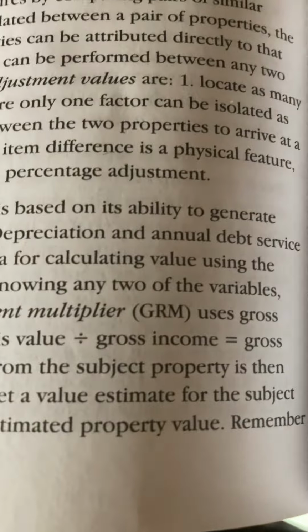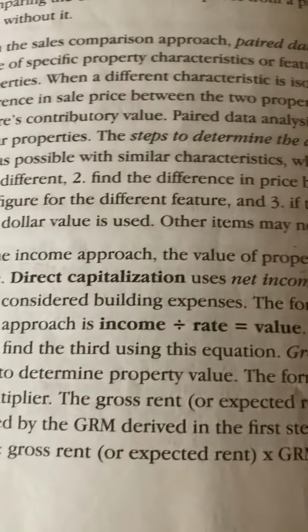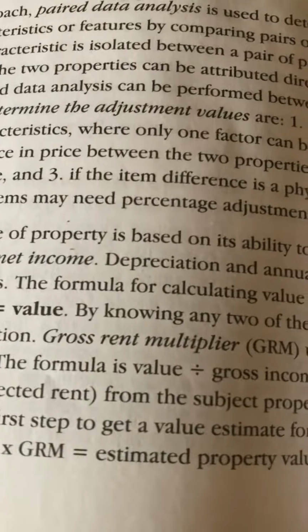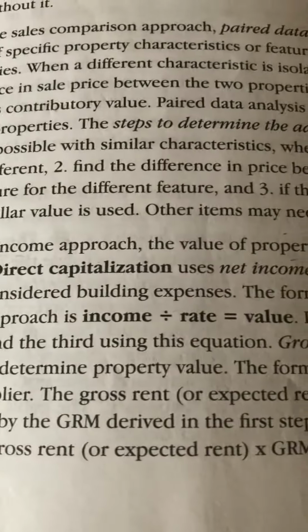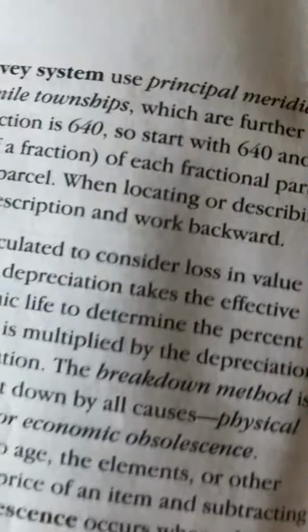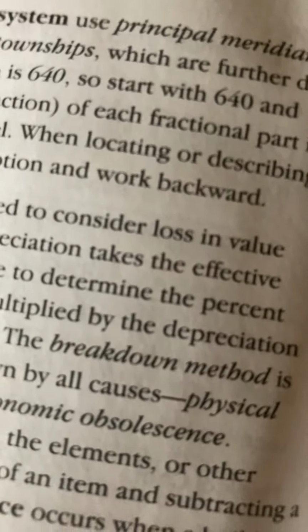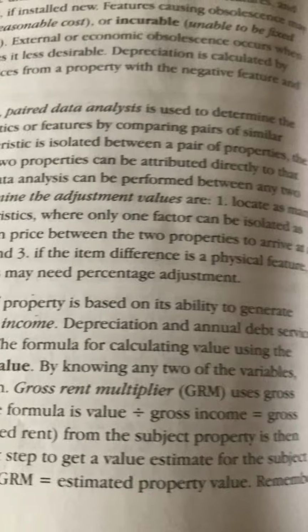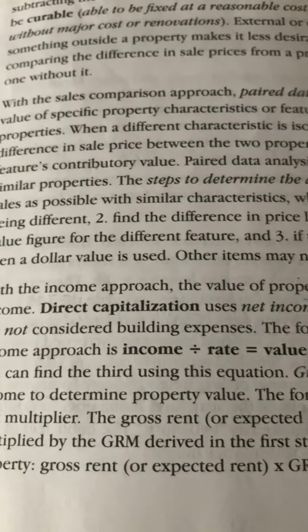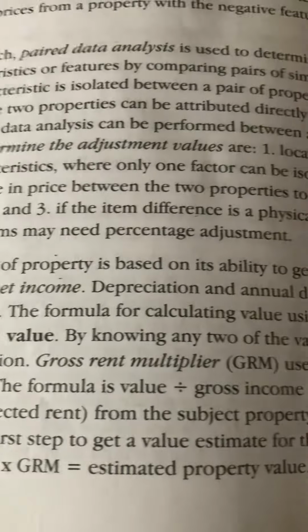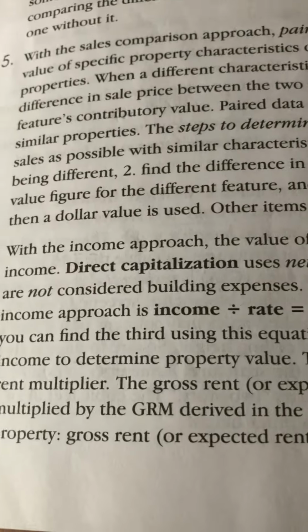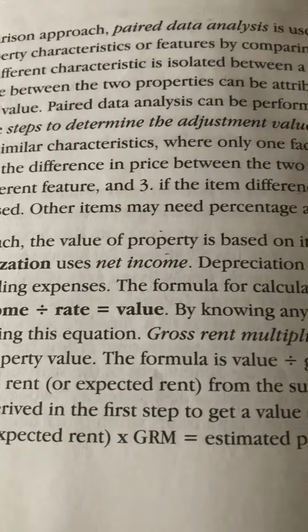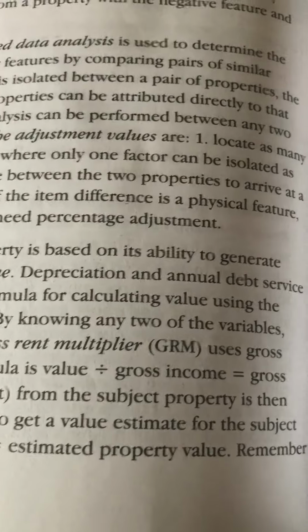Gross rent multiplier, GRM, uses gross income to determine property value. The formula is value divided by gross income equals gross rent multiplier. The gross rent or expected rent from the subject property is then multiplied by the GRM derived in the first step to get a value estimate for the subject property. Gross rent or expected rent times GRM equals estimated property value.